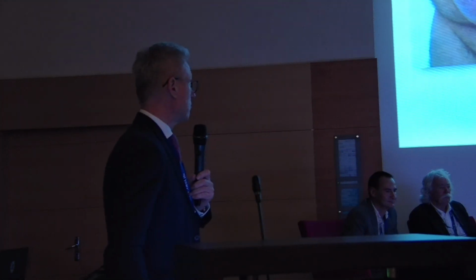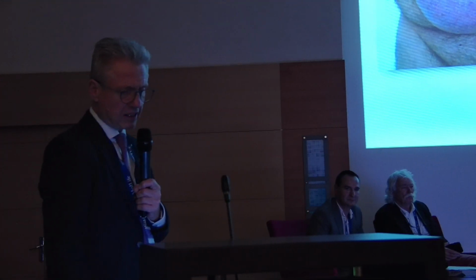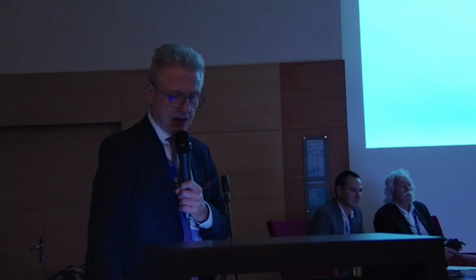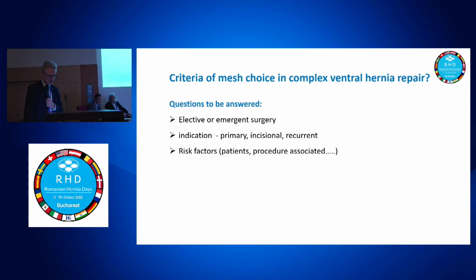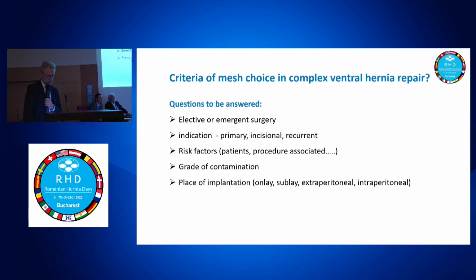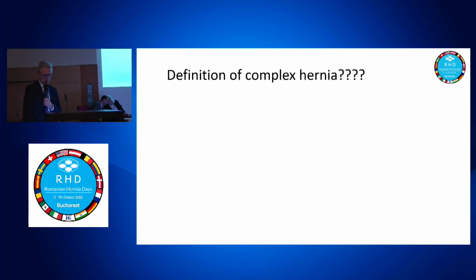So I will focus in my talk on complex abdominal hernia repair. And of course, we have to look at the criteria of mesh choice in complex ventral hernia repair. Of course, we have to look if this takes place in an elective or emergency situation, if this is a primary, incisional or a recurrent hernia, looking especially at the risk factors. We heard a lot of things like this already, and grade of contamination, place of implementation, and of course the type of reinforcement.